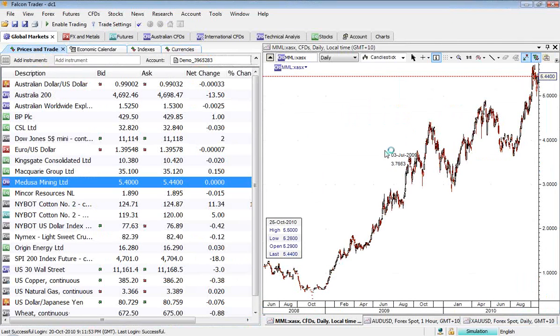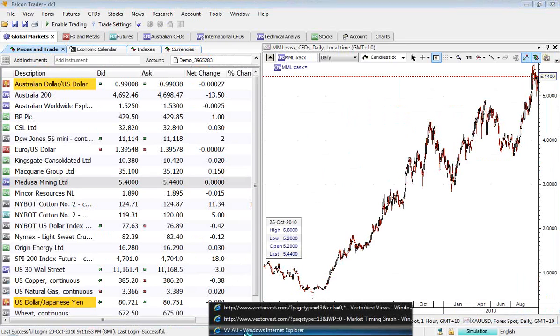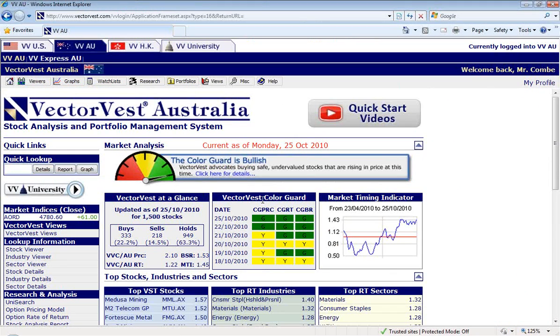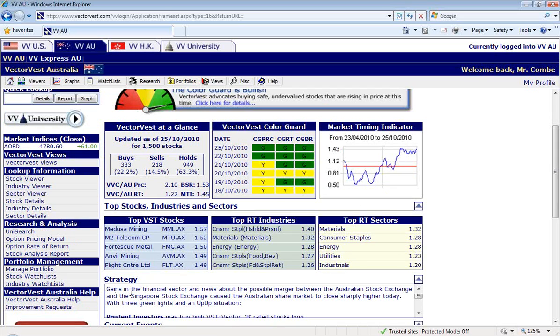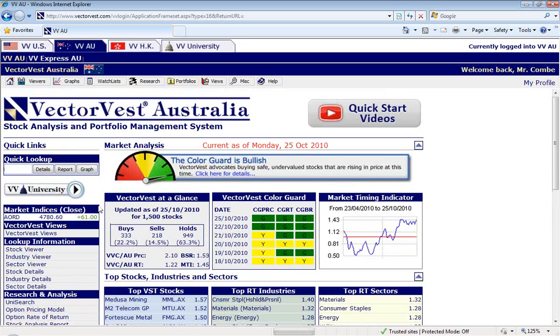Let's take a quick look now at a few things that are going on in the Falcon Trader. And I'll just come back to the Vector Vest for one moment, because whilst we're talking here, looking at these market timing indicators, we deem that the market is looking good to get into, then we look at picking our stocks. And so the top pick for Vector Vest, in terms of value, safety and timing, is Medusa Mining. We can actually expand that list out.